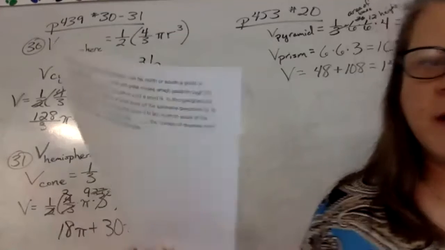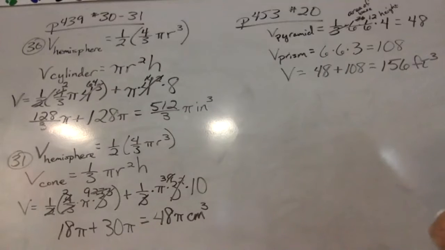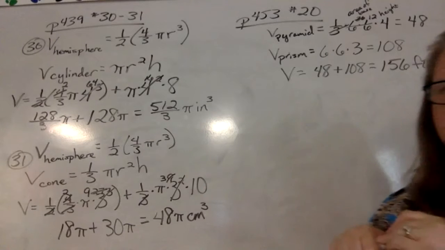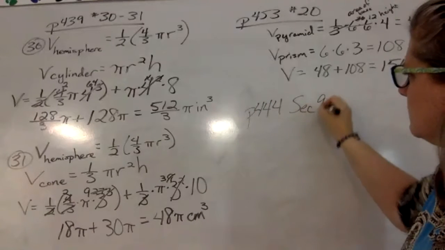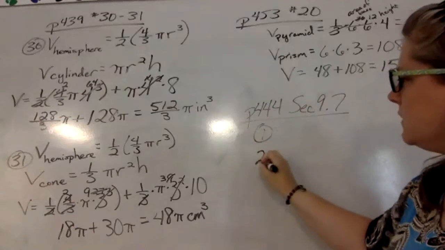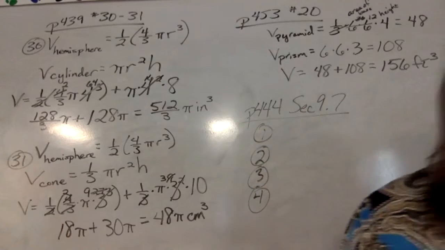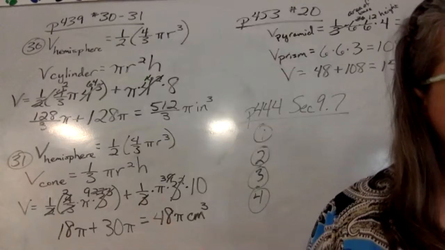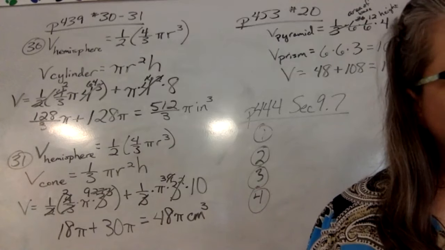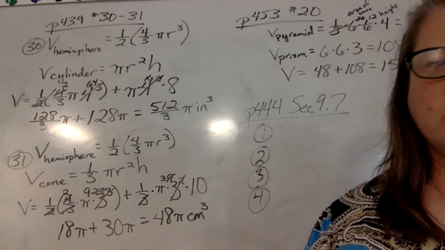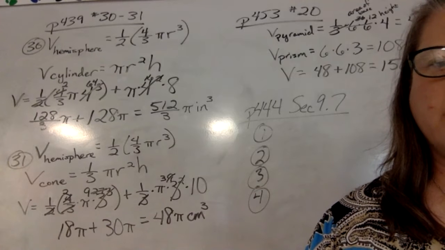Now, from what I just read on your notes, on page 444, we should be able to answer 1 through 4. Page 444, section 9-7. We should be able to answer 1, 2, 3, and 4, from what I just read from page 441, to make sure we filled in our notes. It says determine whether each statement is always, sometimes, or never true. So it said longitudinal lines are great circles. Always, sometimes, or never?